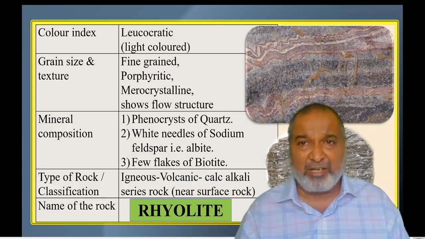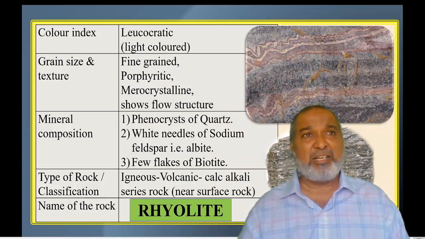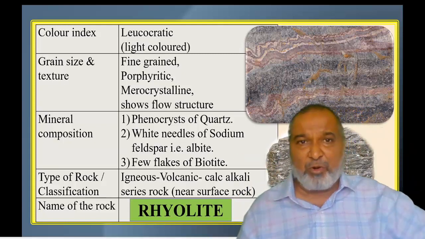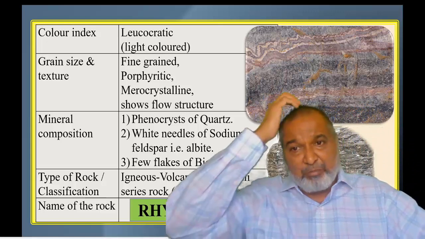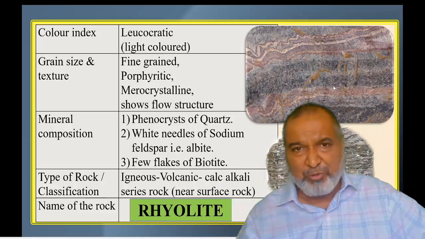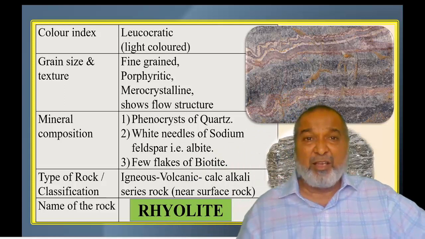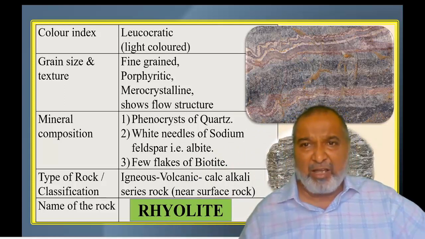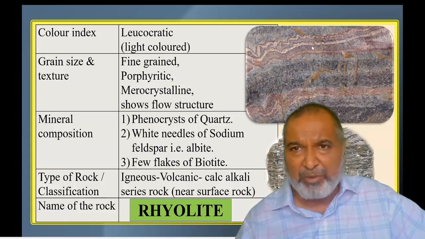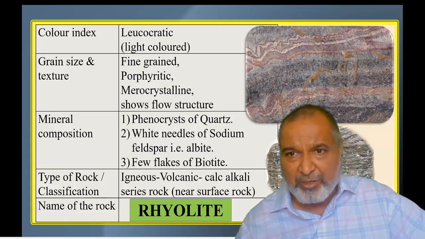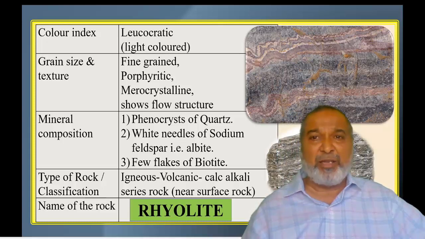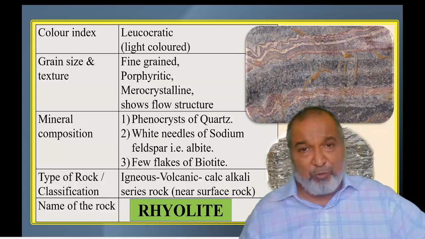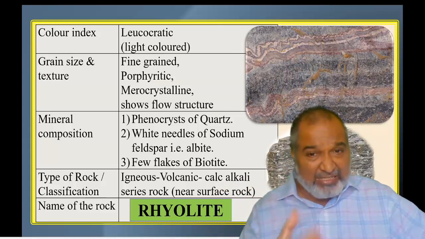Both are light color rocks, leucocratic rocks. The grain size is fine grained, or sometimes we can get porphyritic also. Here we have shown porphyritic, or merocrystalline, which is 50% glass and 50% crystal. And here we see the typical flow structure in the rhyolite, because the magma is flowing on the surface.